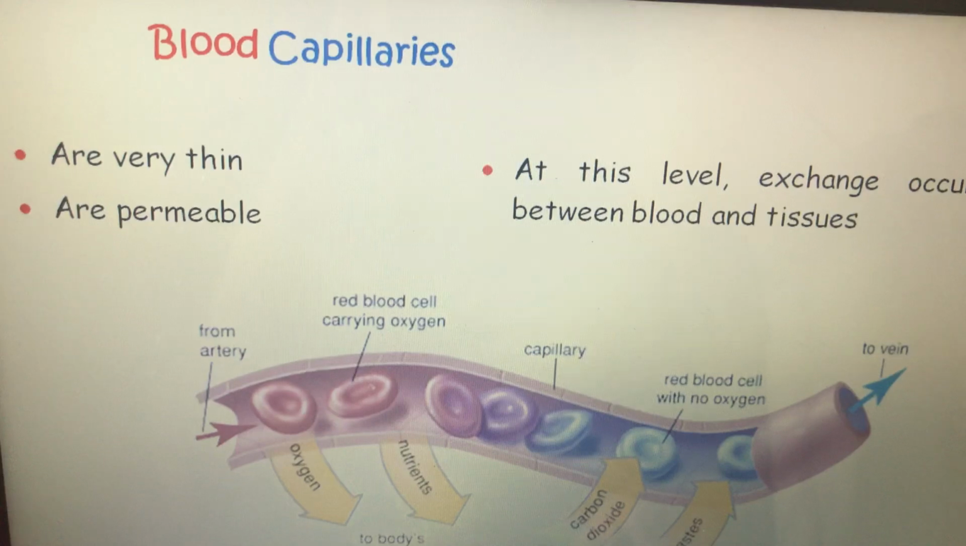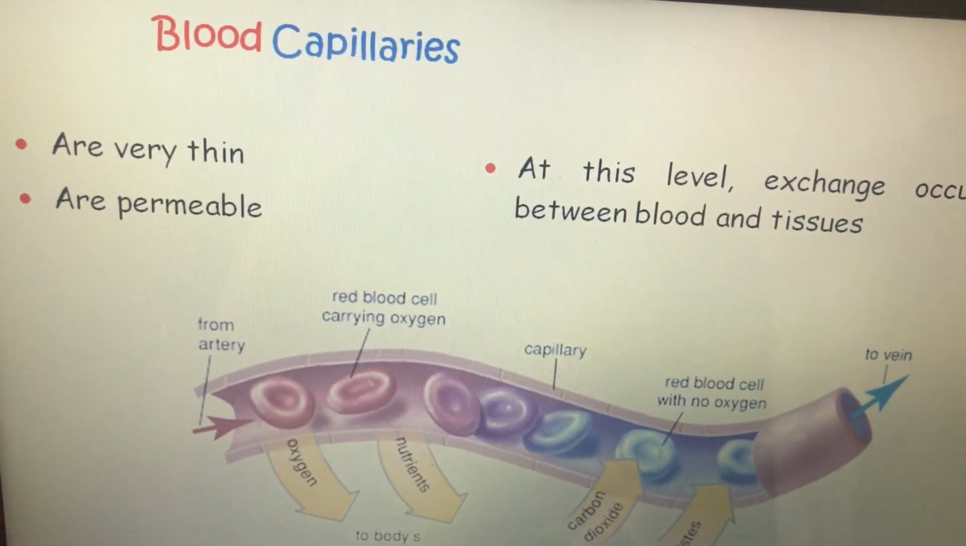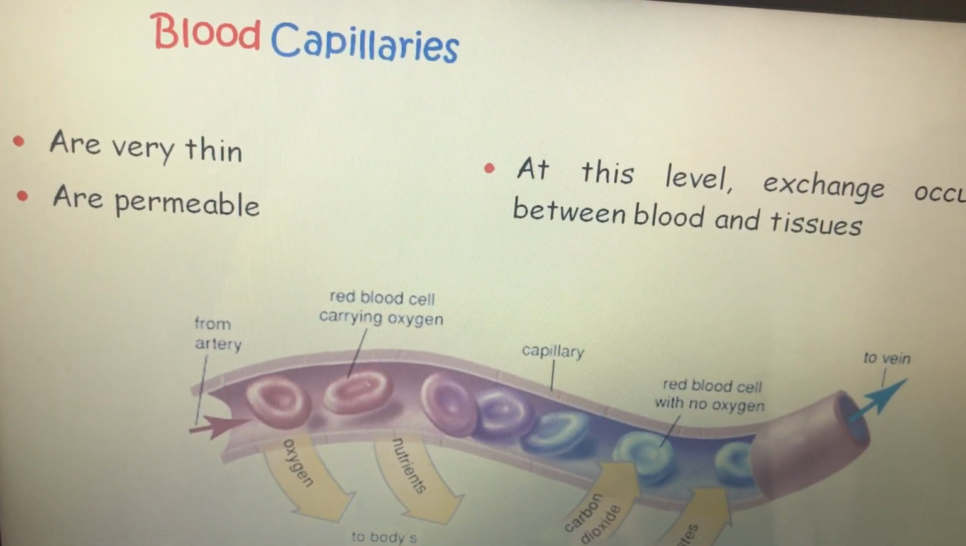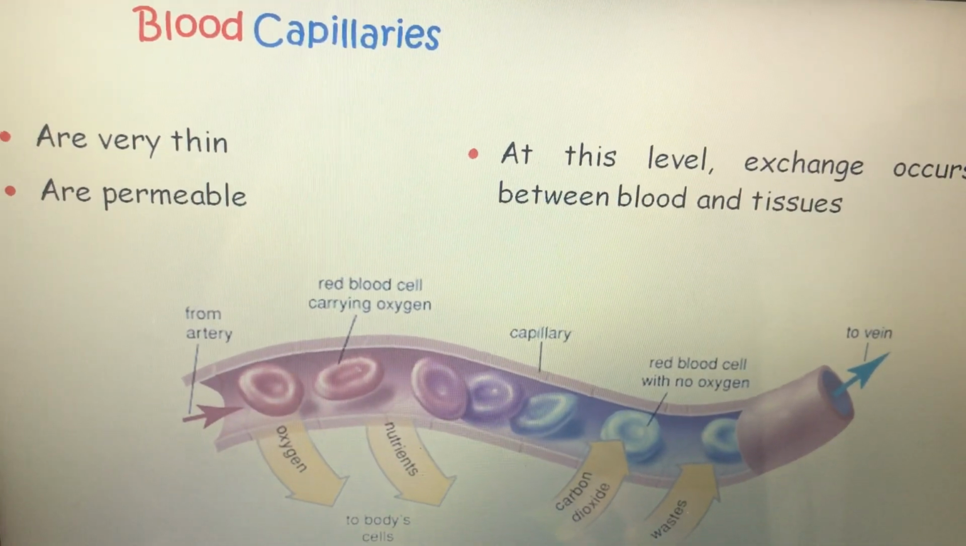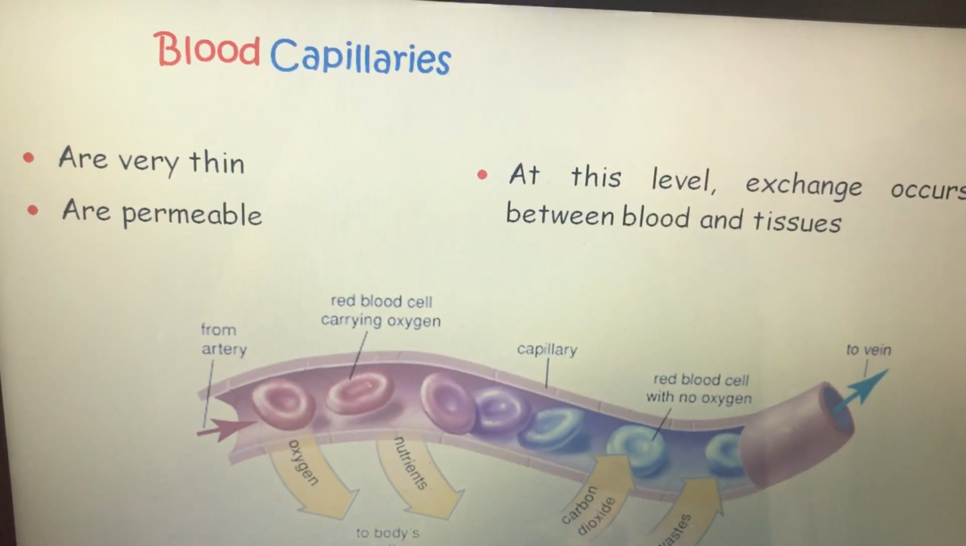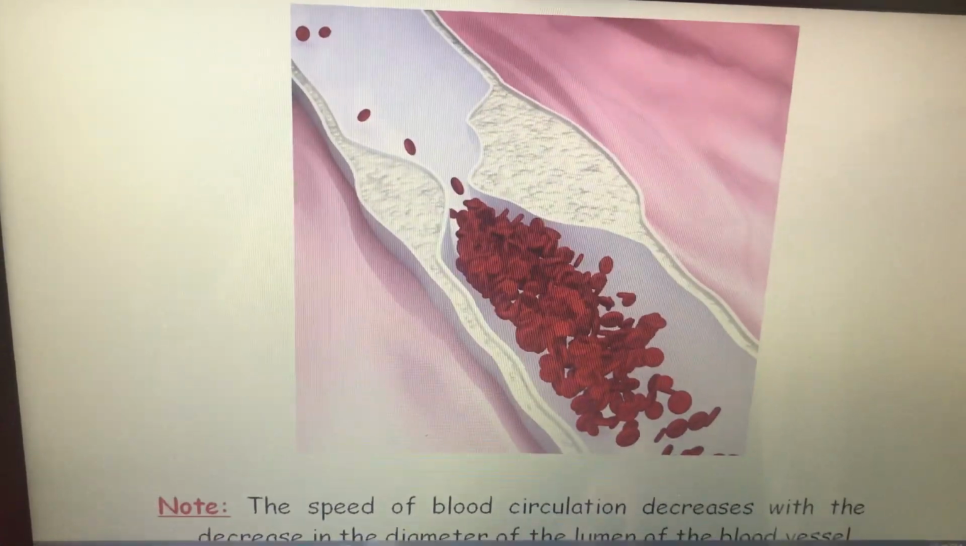So you have to know that blood capillaries are very thin. They are permeable. Permeable means they allow the passage of gas and other materials. So they allow exchange of materials. That's it regarding blood vessels.